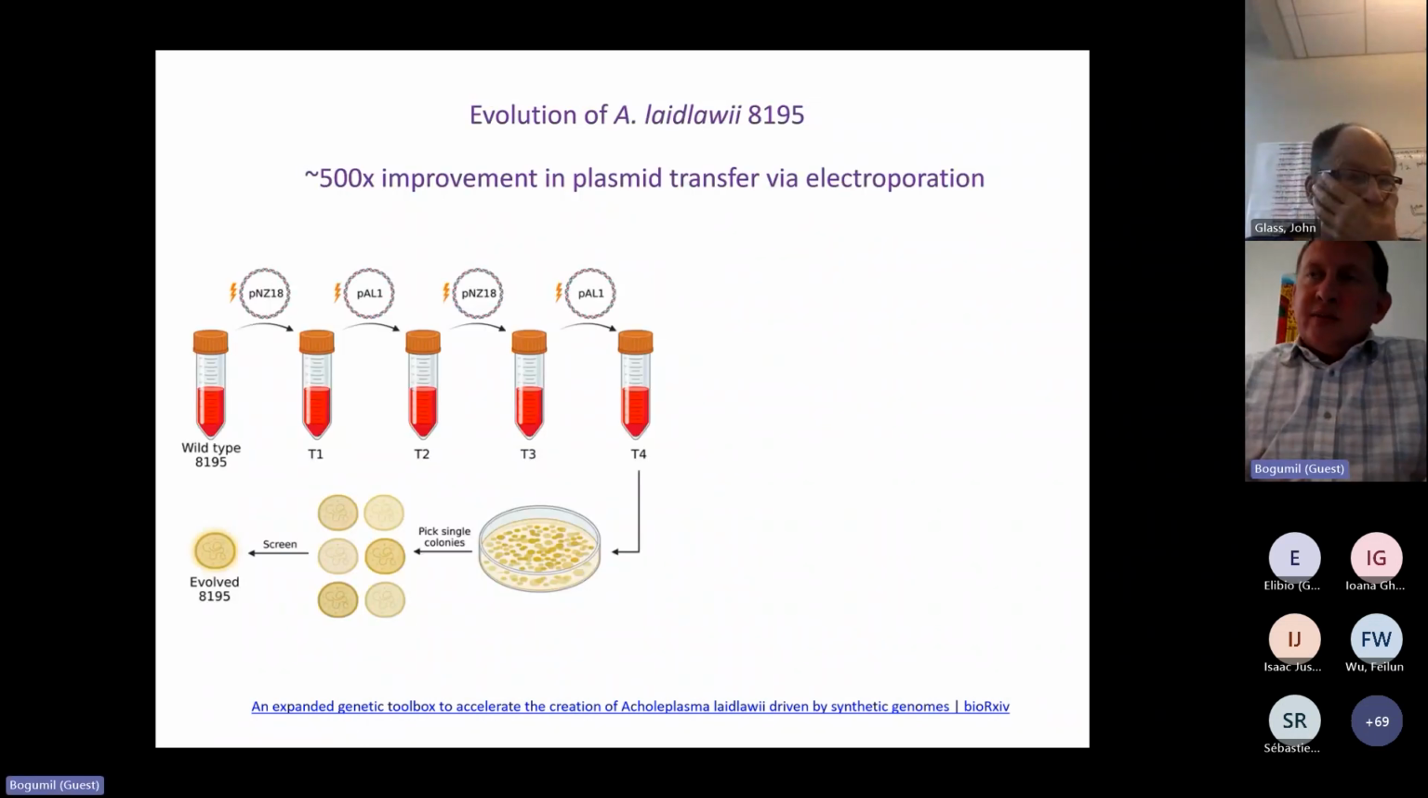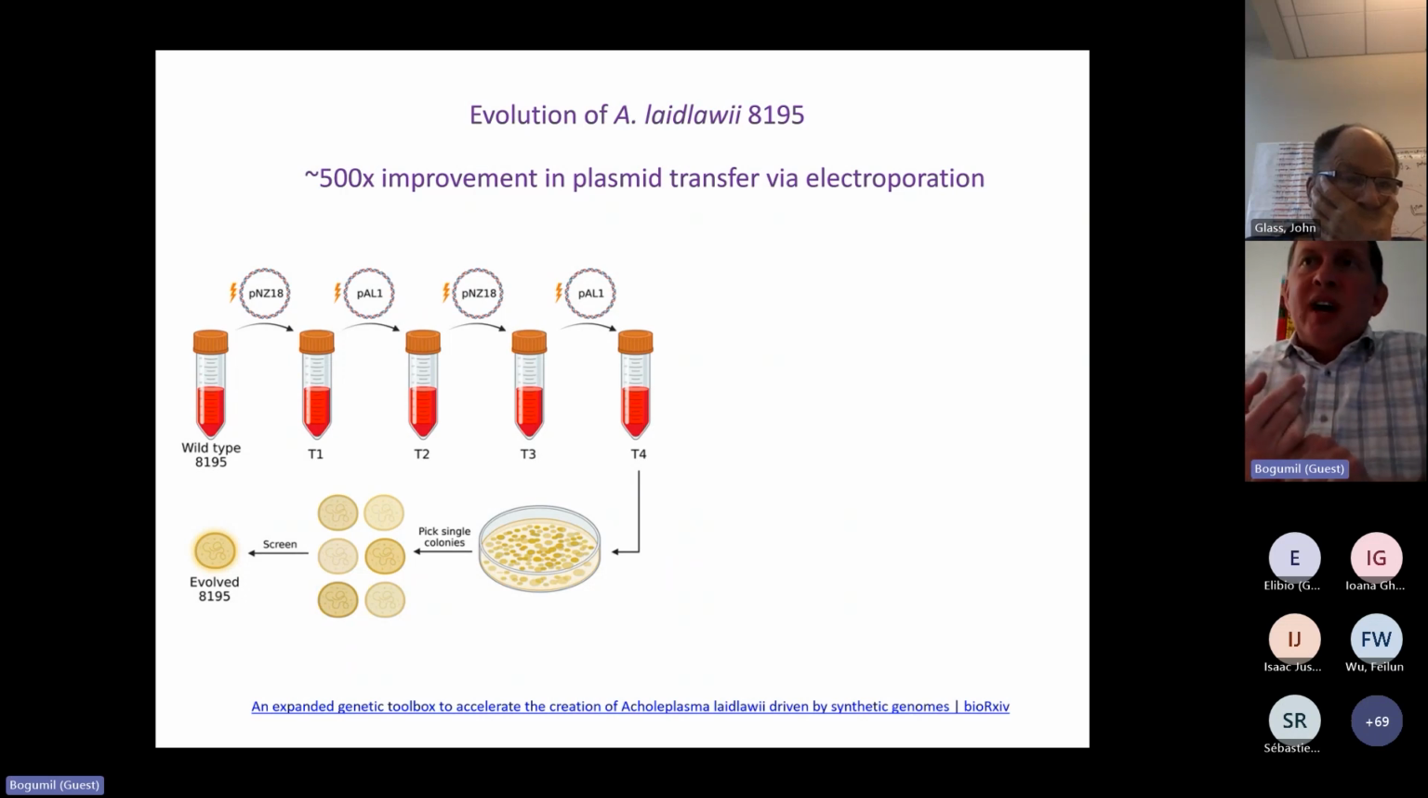Since our plasmid movement by electroporation was good, but we were still unhappy with the number of colonies, we wanted to increase the number of colonies as much as possible, so hopefully we would have a chance of doing the whole genome transplantation.